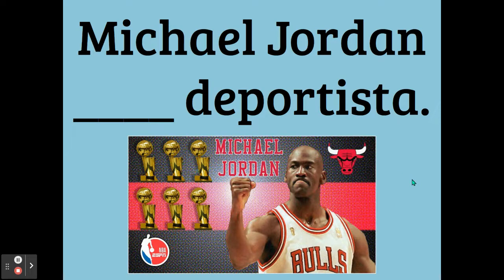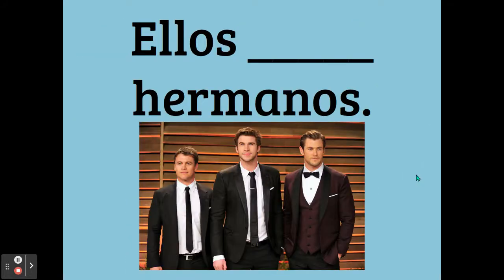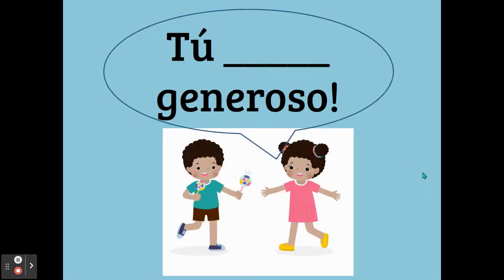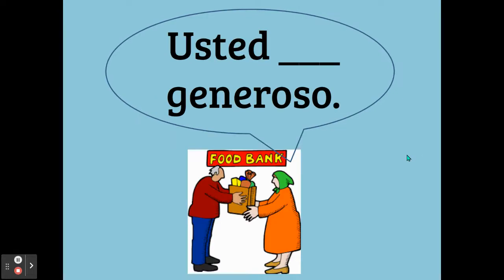So Michael Jordan, blank, deportista. So what would go on the blank there? Remember, you would squiggle Michael Jordan, and there's a subject pronoun that would be replacing it. Ellos blank hermanos. So what would go on the blank after ellos? Tú blank generoso. So this girl is talking to a boy that she would call by his first name. Usted blank generoso. So this time it's an older person talking, so they would show respect to her by maybe not saying their first name.